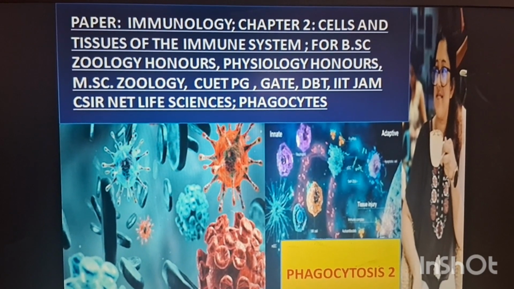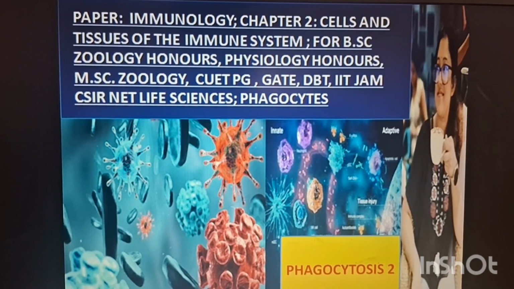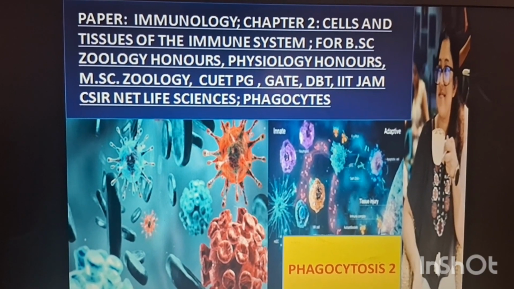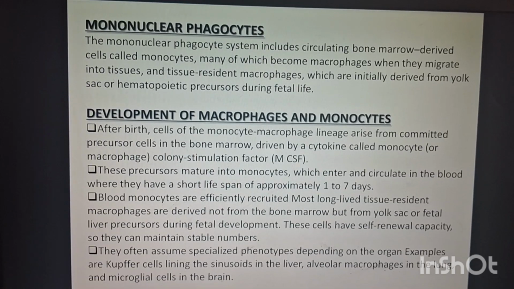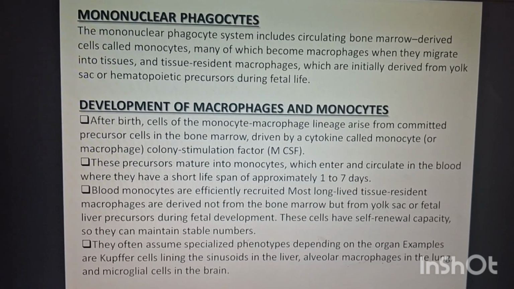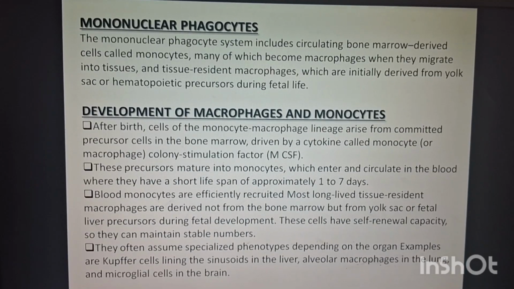Paper Immunology, Chapter 2, Cells and Tissue of the Immune System. And today I will discuss monocytes and macrophages. What are mononuclear phagocytes or monocytes? The mononuclear phagocyte system includes circulating bone marrow derived cells called monocytes.